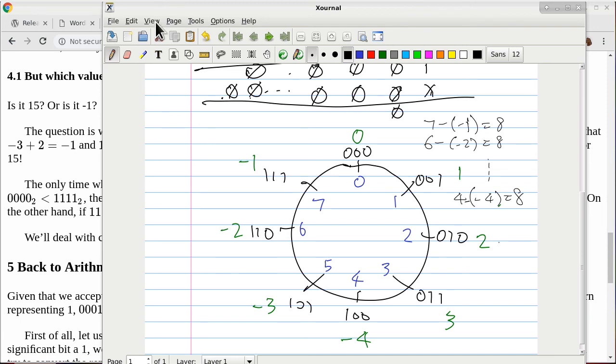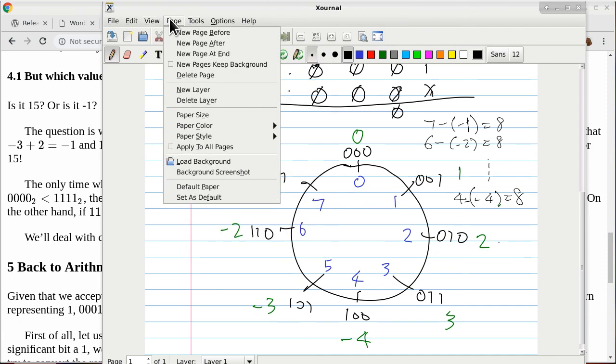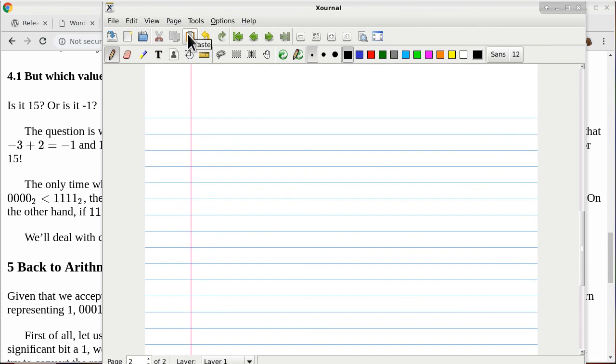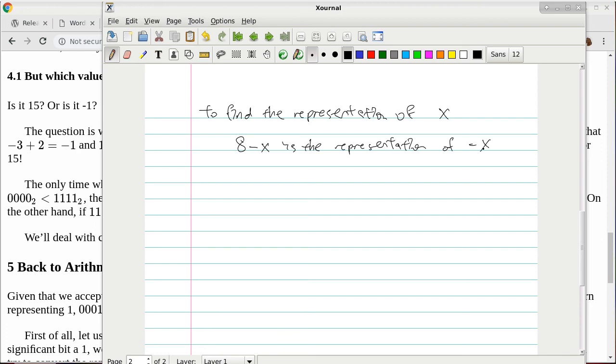So can I make this more formal? So make a new page after. Okay. So let me just write this to find the representation of a particular value x, okay? All we have to do for a 3-bit number is to say, what is 8 minus x, okay? So it is the representation of negative x for 3-bit numbers.